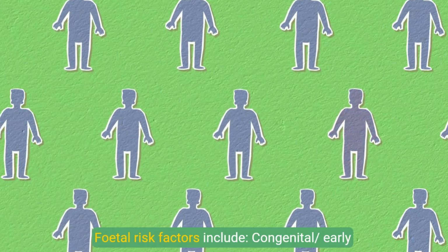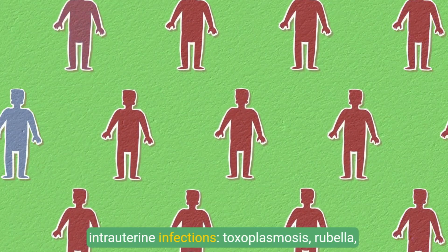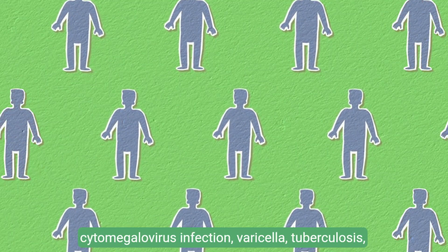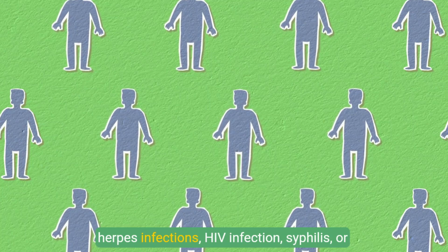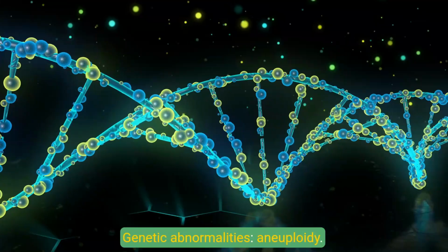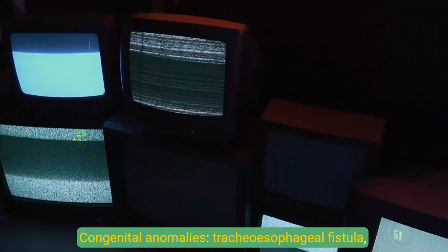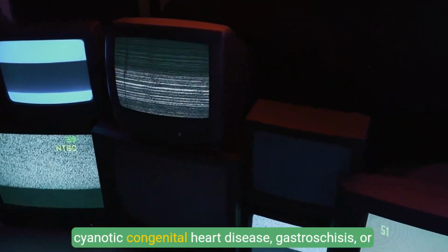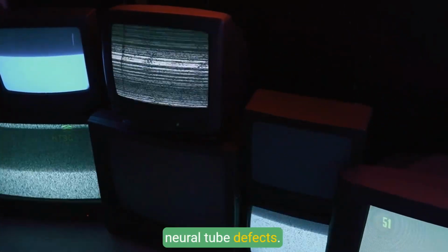Fetal risk factors include congenital early intrauterine infections: toxoplasmosis, rubella, cytomegalovirus infection, varicella, tuberculosis, herpes infections, HIV infection, syphilis, or malaria. Genetic abnormalities, aneuploidy. Congenital anomalies: tracheoesophageal fistula, cyanotic congenital heart disease, gastroschisis, or neural tube defects.